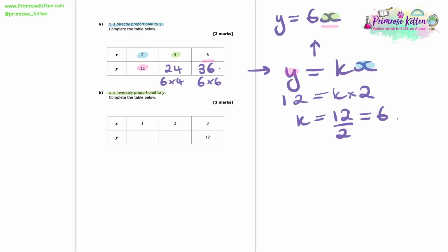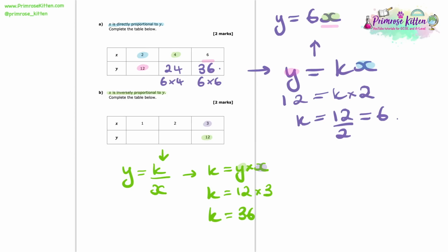Now in B, we're told that x is inversely proportional to y. So here we have y equals k over x. That's what inverse proportion looks like. So in this case, to find the constant k, we can do y times by x. Now we know that when x equals 3, y equals 12. So we can substitute these numbers into this formula to find out what the constant k is. K is equal to 12 times by 3.